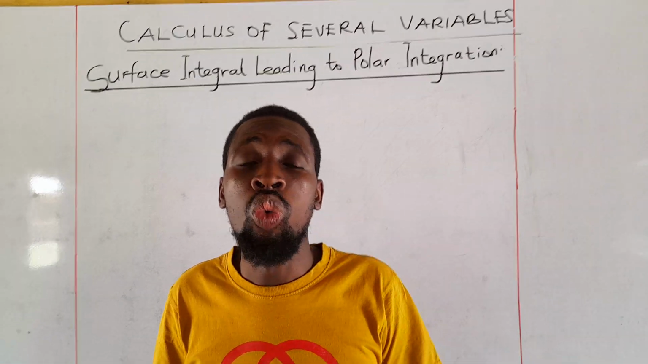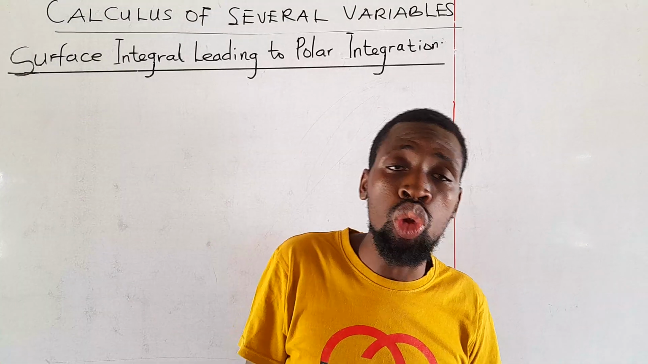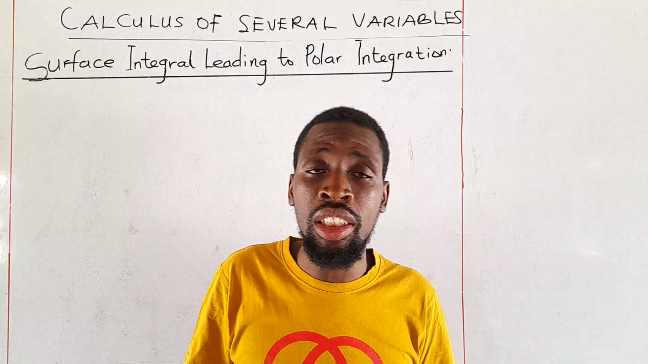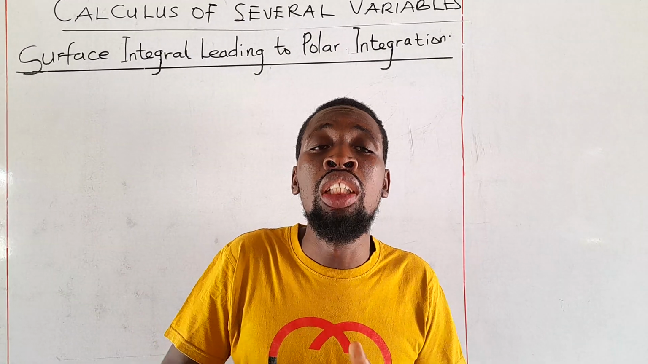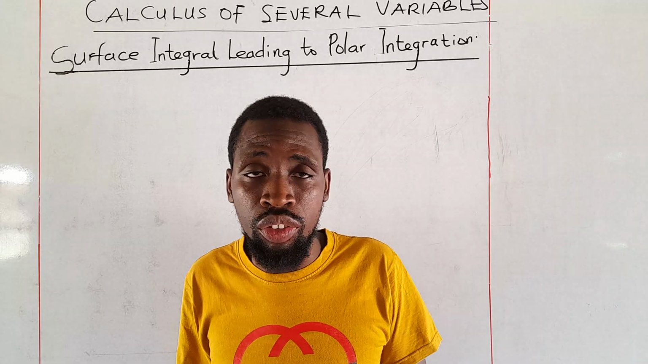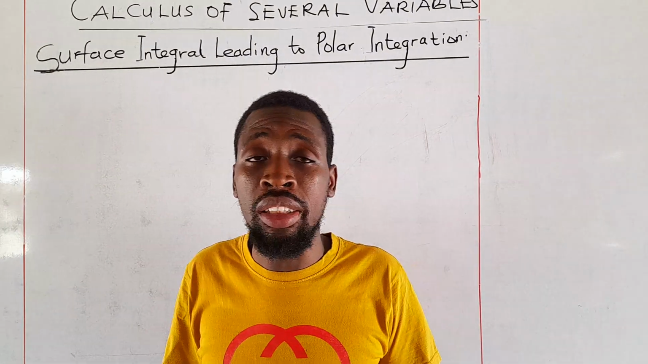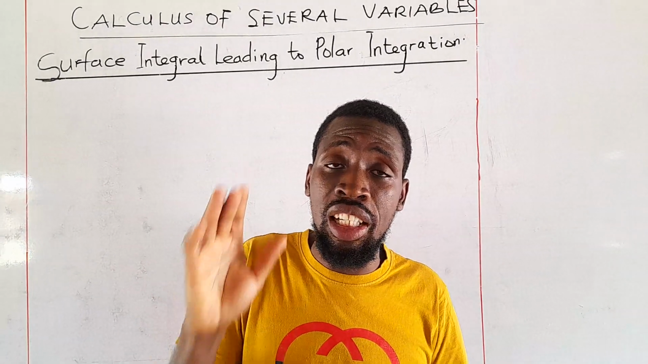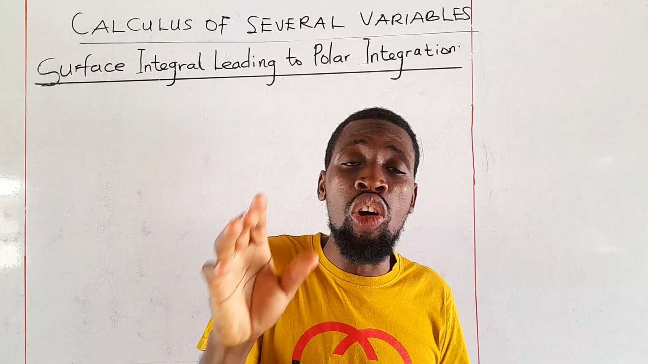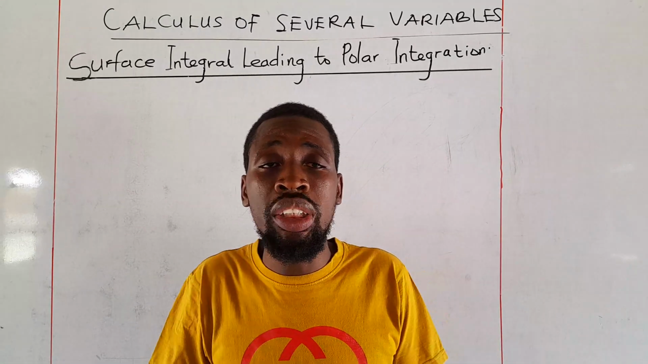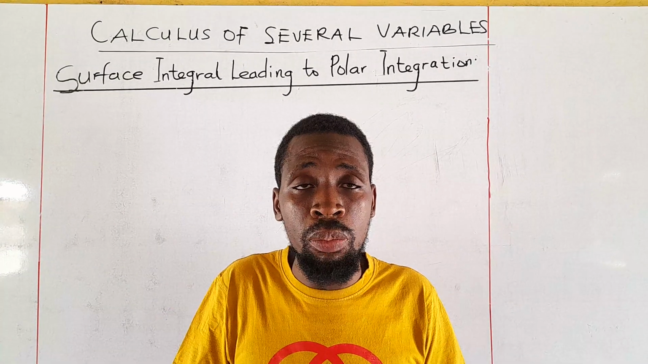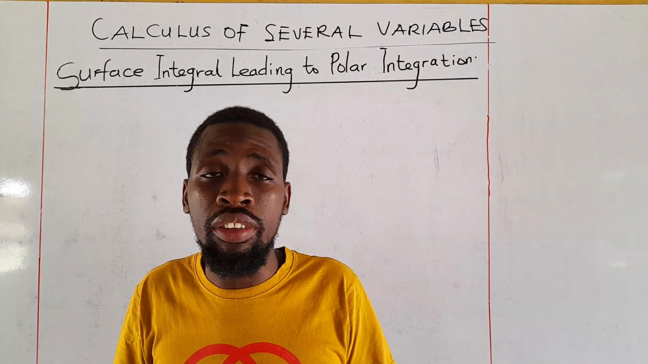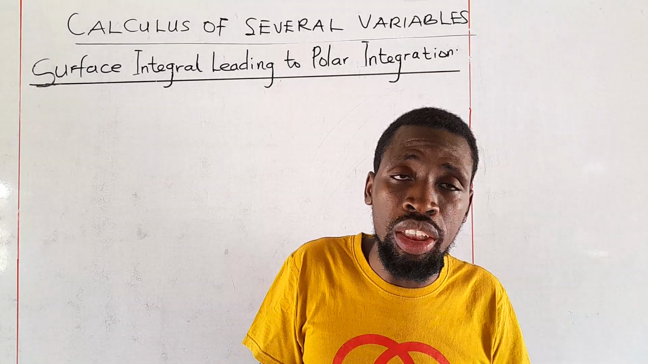Today our discussion on calculus of several variables will be on surface integral leading to polar integration. I have a video where I introduce you to a surface integration problem that may lead to a normal integration involving the simple principles of integration, integration by parts, and integration by substitution. At times, our surface integral problem may not lead to any of these integrals. In that case, polar integration steps in to hold the situation handy.